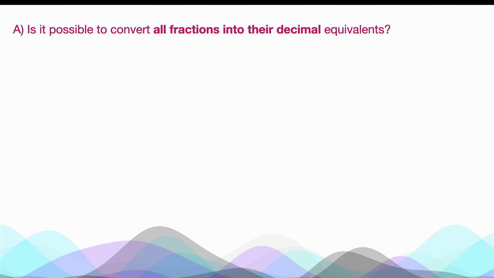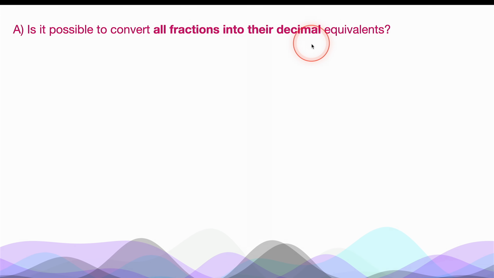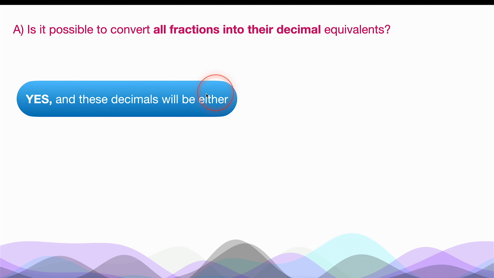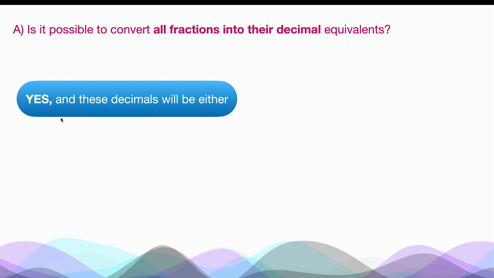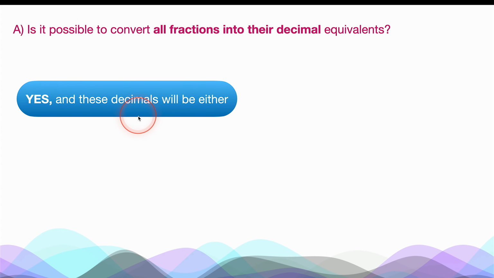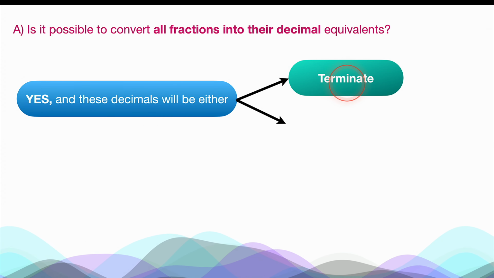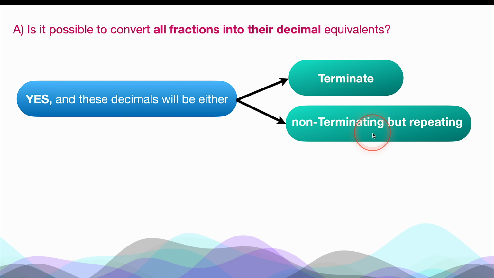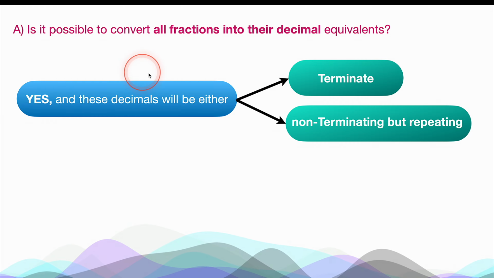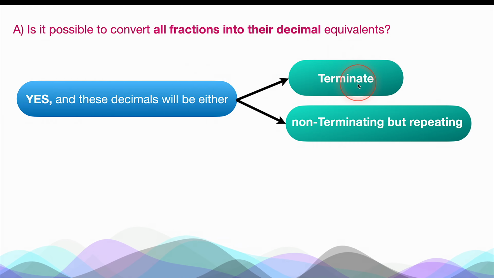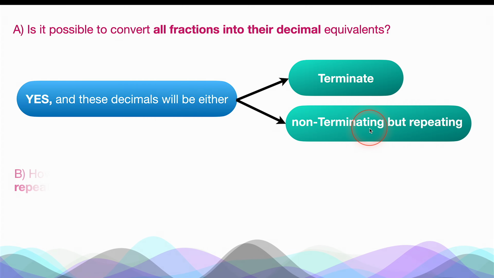So let us look at the first question. Is it possible to convert all fractions into their decimal equivalents? And the answer is yes. We can convert any fraction into its decimal equivalent. But there are 2 kinds of behavior that we can expect. That is, it can either terminate or it can be non-terminating but repeating. So again, we can convert all the fractions into their decimal equivalents, but it will be of either 2 types. Either it will terminate or it will be non-terminating but repeating.